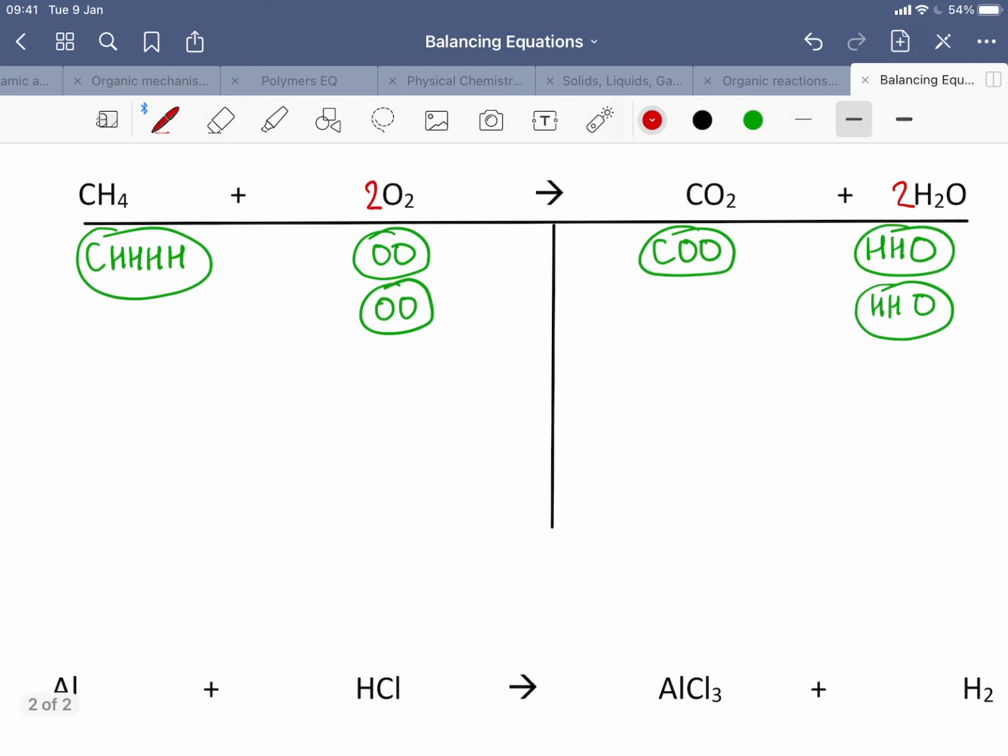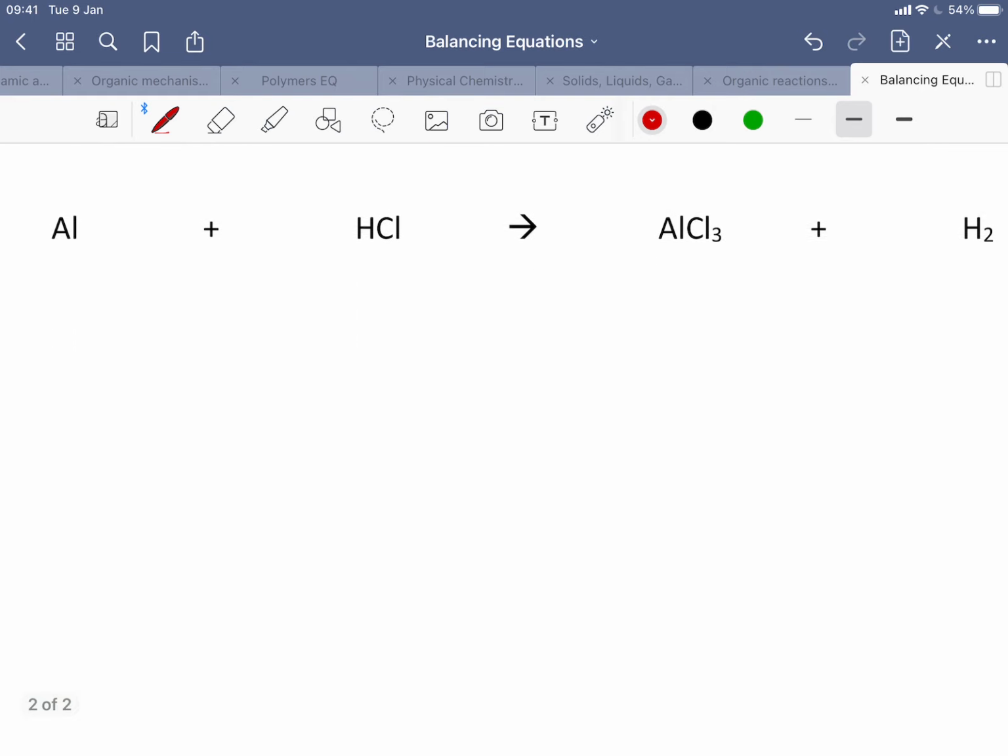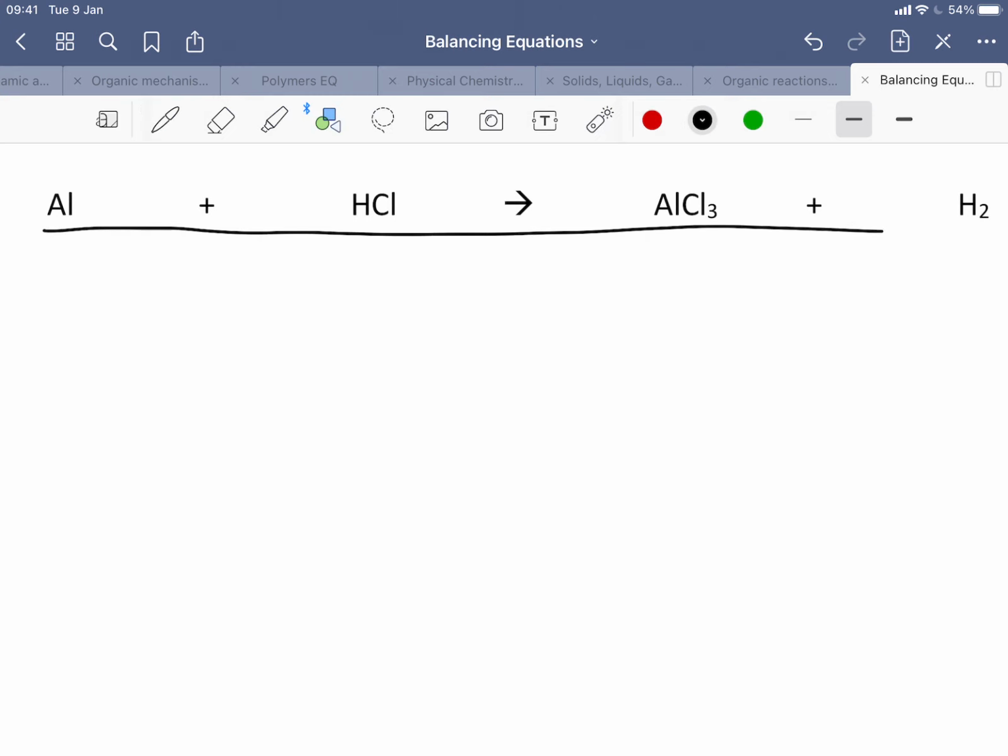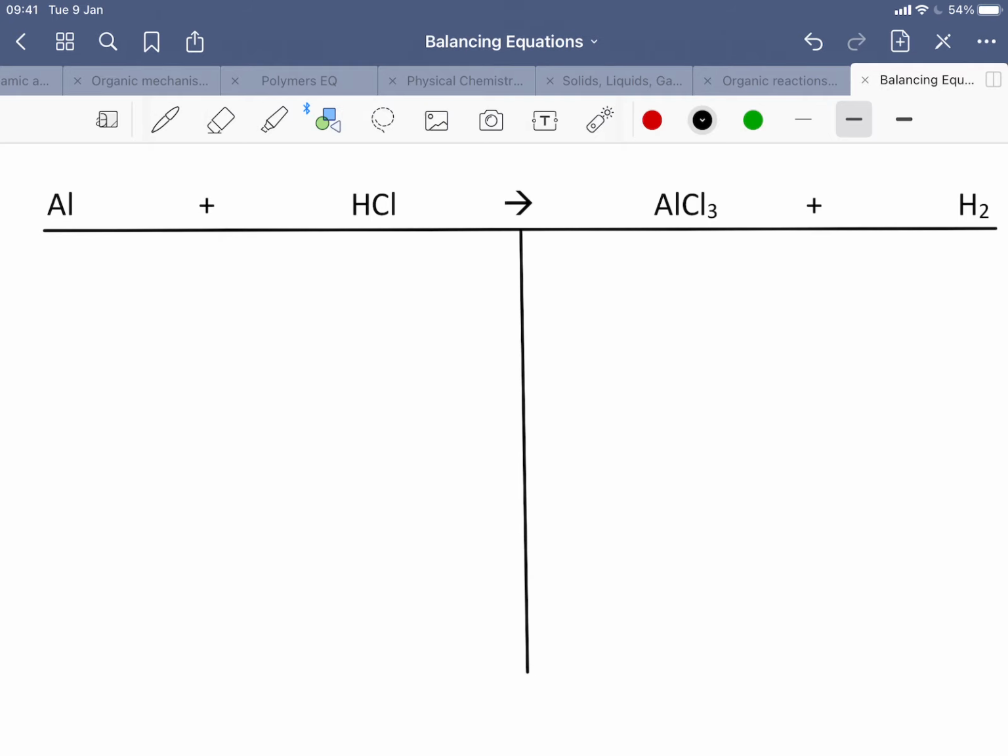And then the last one, okay, again, something with 2 products. Again, we've got to make sure that we separate the reactants and the products. Okay, and then let's draw our bubbles. So just an aluminium, just a hydrogen and a chlorine. And we've got an aluminium and 3 chlorines. Okay, and then we've got hydrogen with 2 hydrogens.